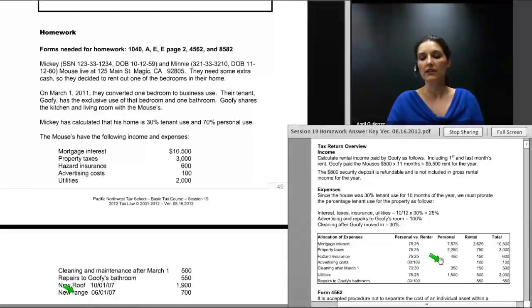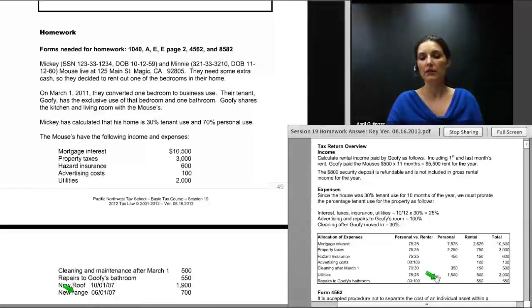We then have advertising costs. That was 0% personal. All 100% will carry to the Schedule E. We then have cleaning after the tenant moved in, and that is $350 for the year. 30% is tenant expense. We put $150 in the tenant column or the rental column. We then have utilities, 25% tenant expense, so we enter $500 in the tenant line. Therefore, we'll have $500 that carries to Schedule E, and of course, nothing will carry to Schedule A.